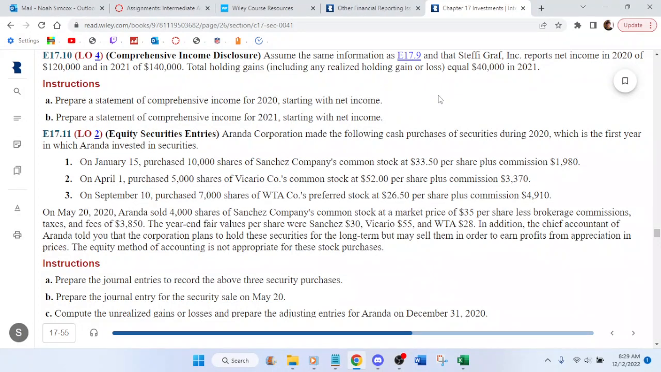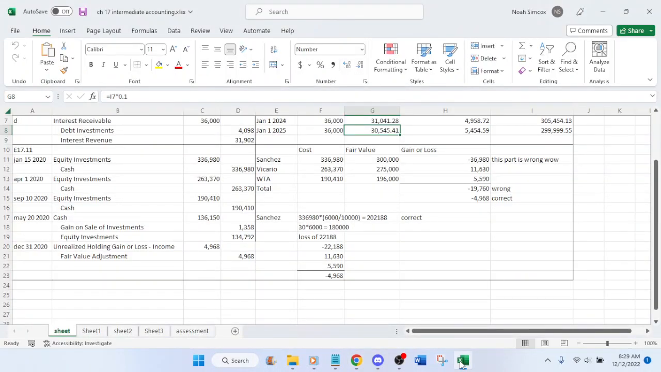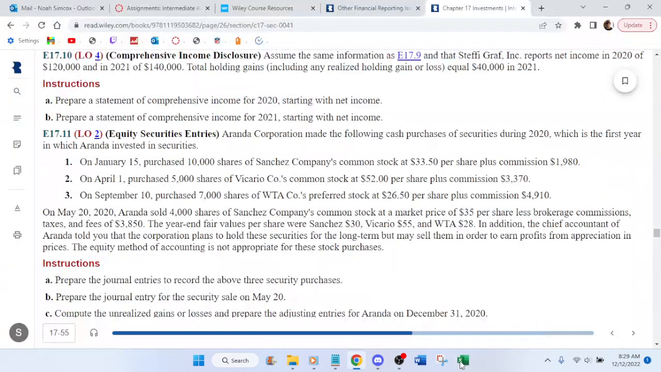Okay, so when you purchase these securities, are you just going to combine all these three into one entry? Oh no, because they're 3 different days. So it's going to be 10,000 times this number plus 1980. I know how to do that. It's very simple.